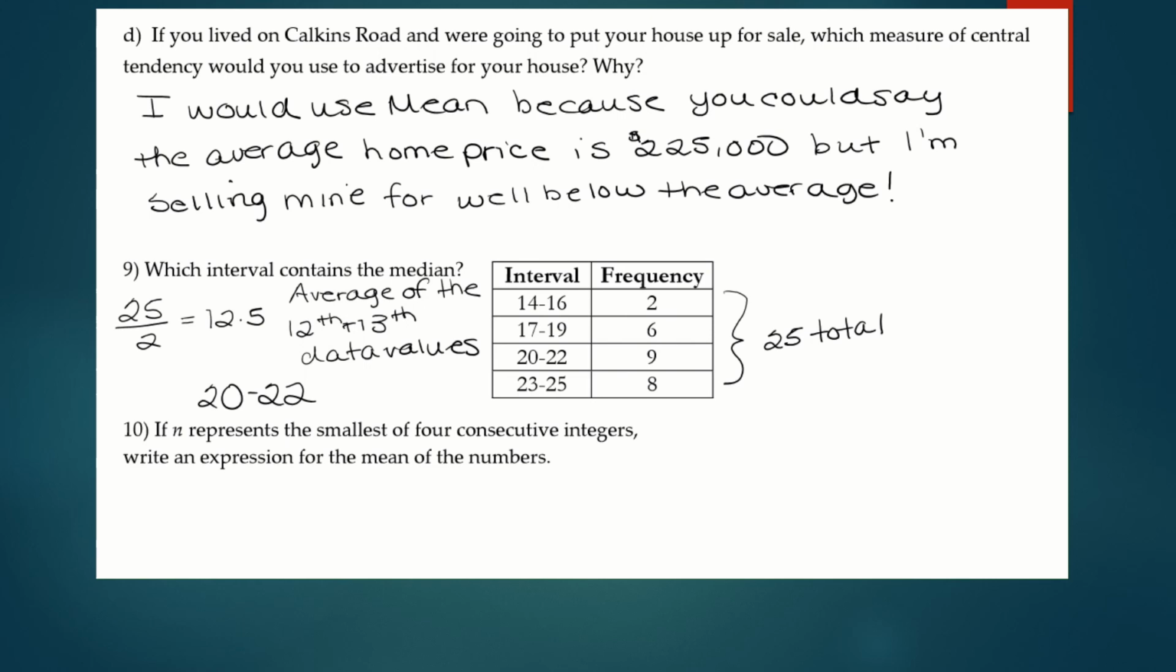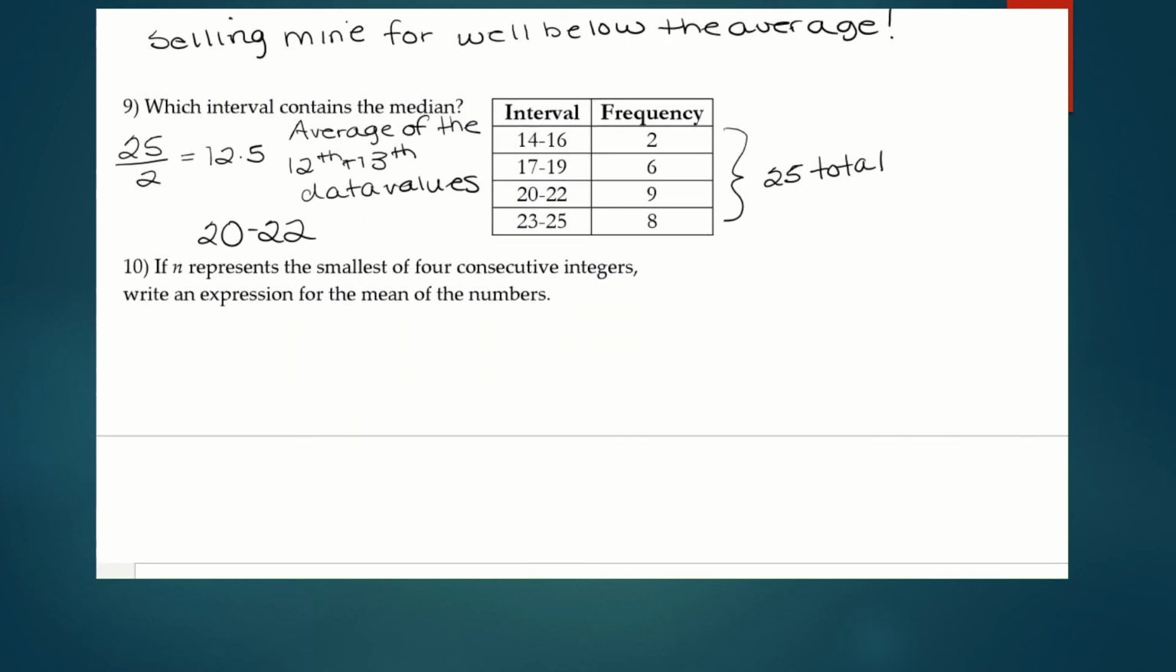All right, last but not least, number 10. If n represents the smallest of 4 consecutive integers, write an expression for the mean of the numbers. So let's think about what consecutive integers means. We're going back to earlier this year and even the end of last year for you guys. If I say let n equal the first consecutive integer, then n plus 1 is the second consecutive integer.